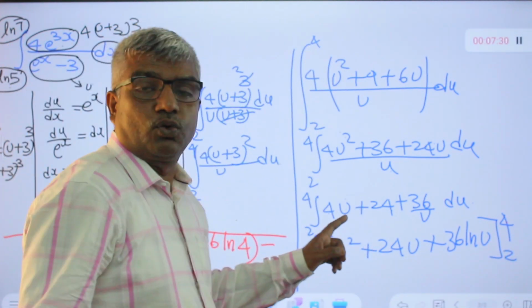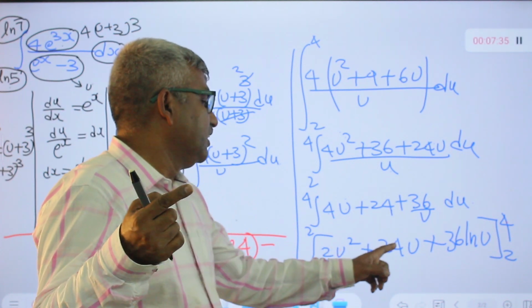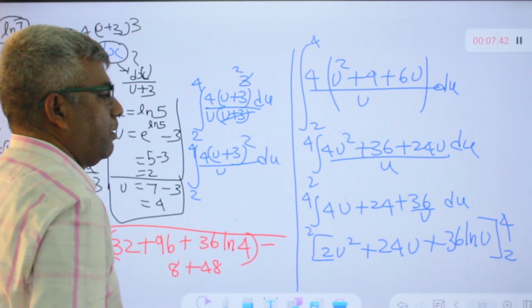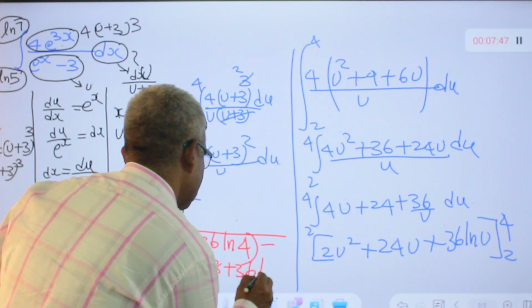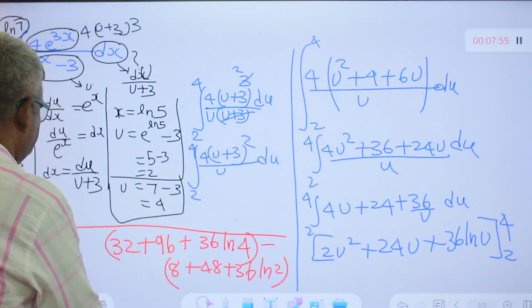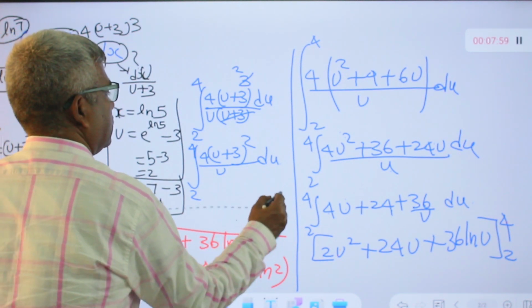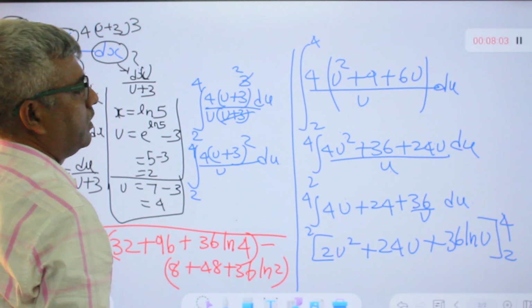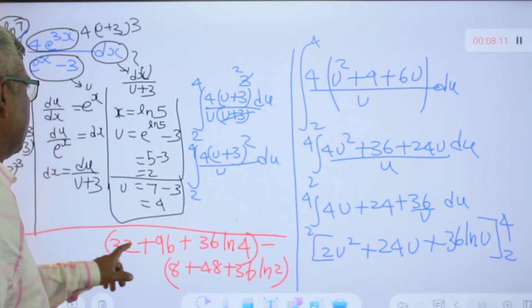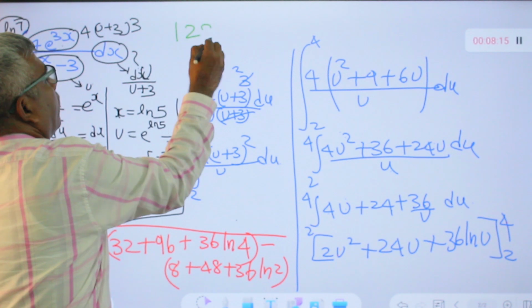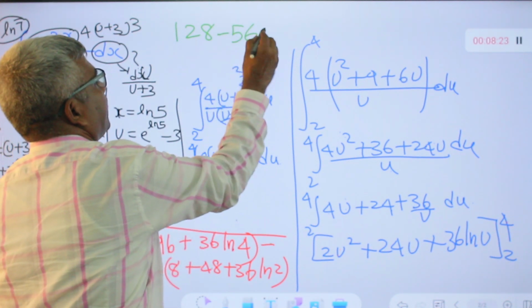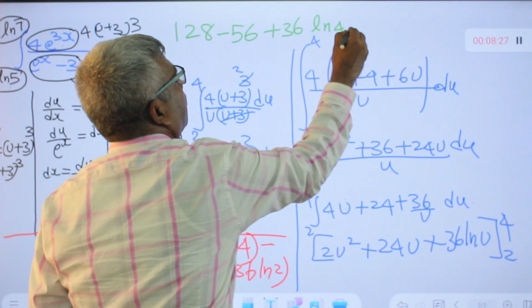Now I am substituting 2. U squared is, 2 squared is 4. 4 into 2 is 8. 8 plus 24 times 2 is 48. Minus 8 plus 48. Plus 36 ln 2. Now I will write it here. 32 plus 96 is 128. Minus 8 plus 48 is 56. Minus 56 plus 36 ln 4 minus 36 ln 2.